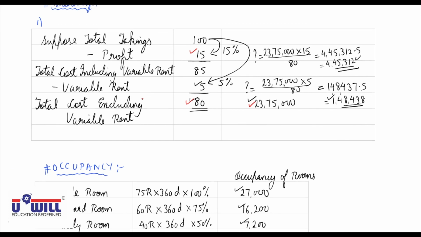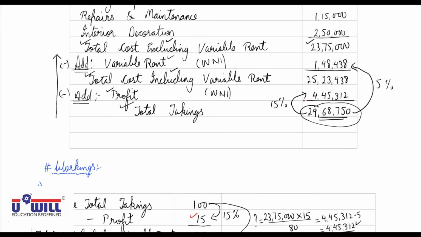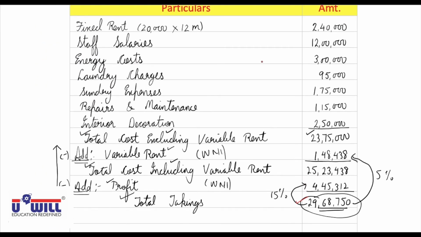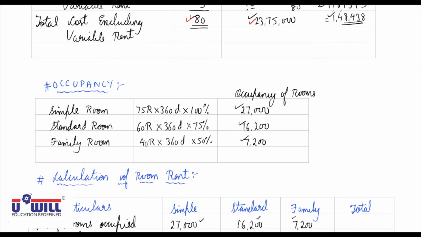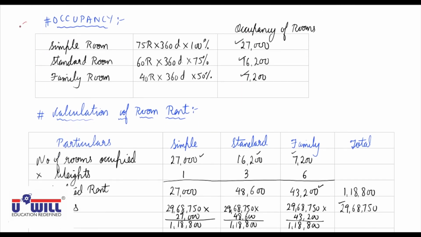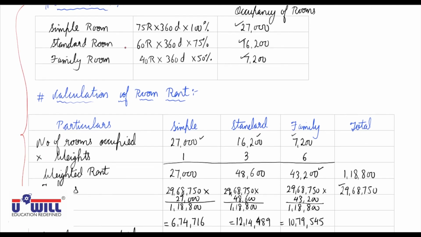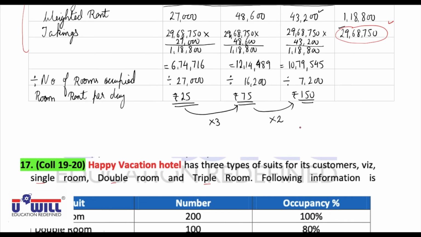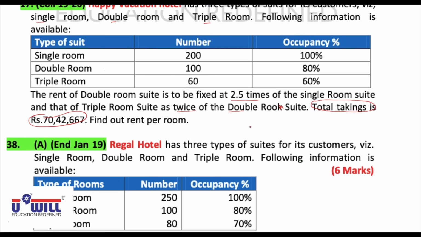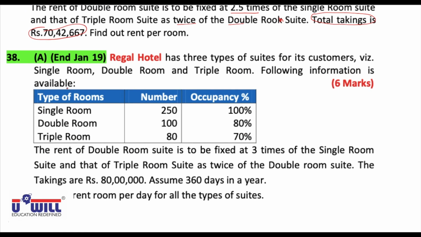Total takings, now this is important here, total takings is directly given in the question: 70,42,667. In short, this total takings is what we found by making the whole cost statement. You don't have to make it here, directly it's given. These workings are not required. What you have to do is directly these 2 solutions only. Straight away find the occupancy and calculation of room rent, because total takings required in calculation of room rent are directly given.